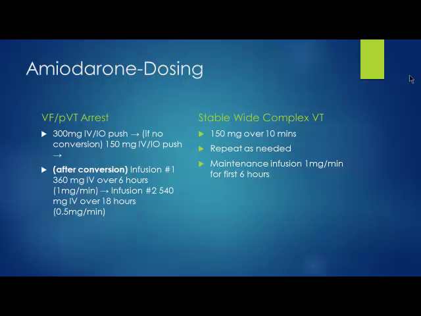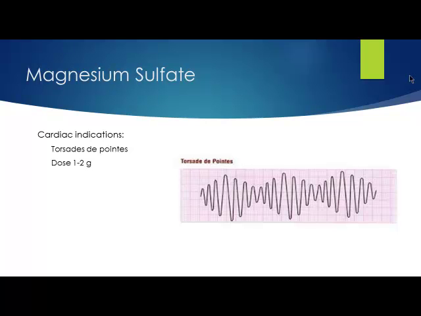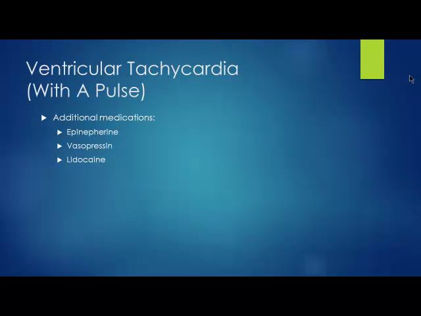Amiodarone dosing for pulseless VTAC arrest and VFib: 300 followed by 150. Infusion. Don't forget that. Infusion: 360 milligrams over 6 hours. If you've got a stable wide-complex VTAC, it's 150 over 10 minutes. Y'all know that. Y'all are good with that. All right. What are we going to treat here? Mag sulfate. 1 to 2 grams. 1 to 2 grams. Torsades de Pointes. All right.